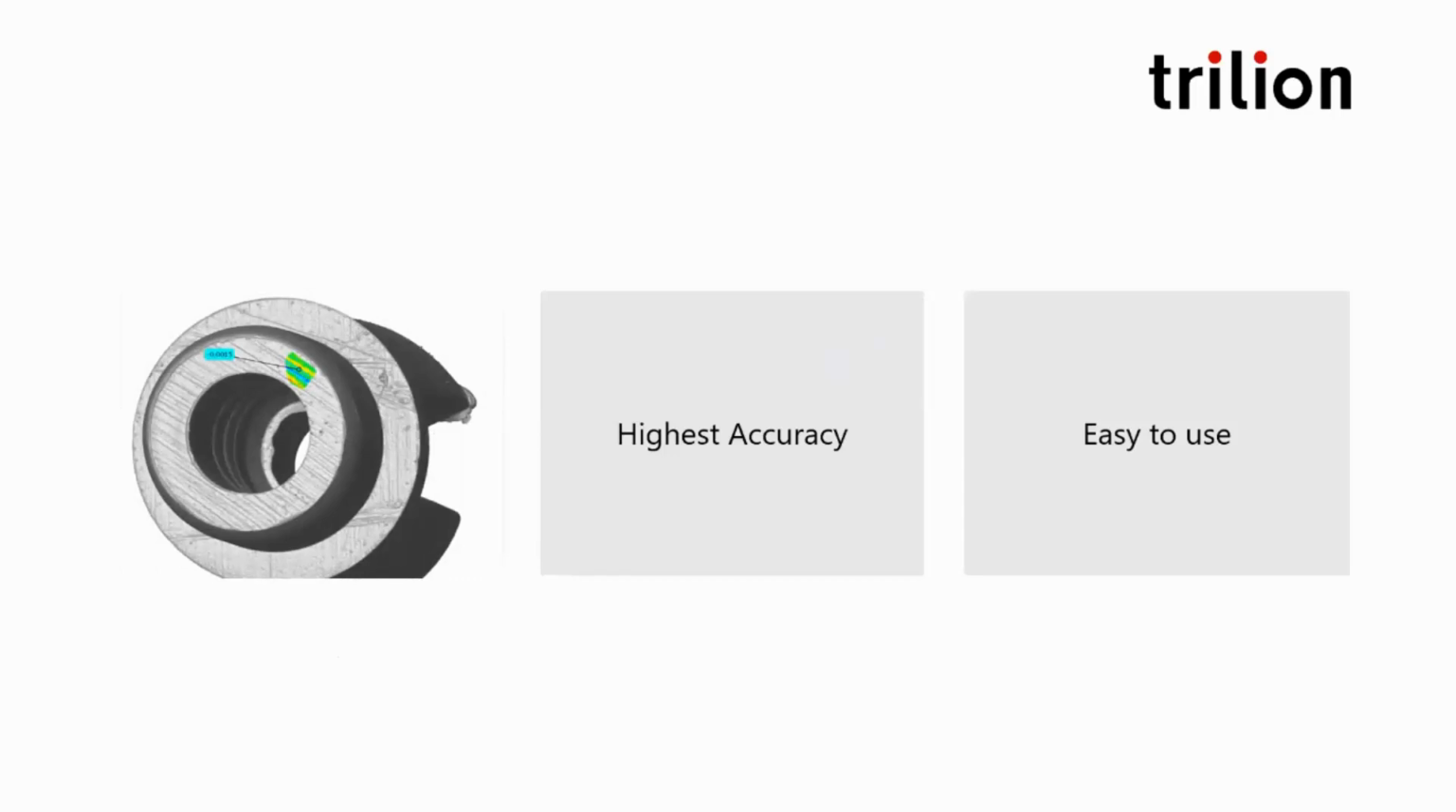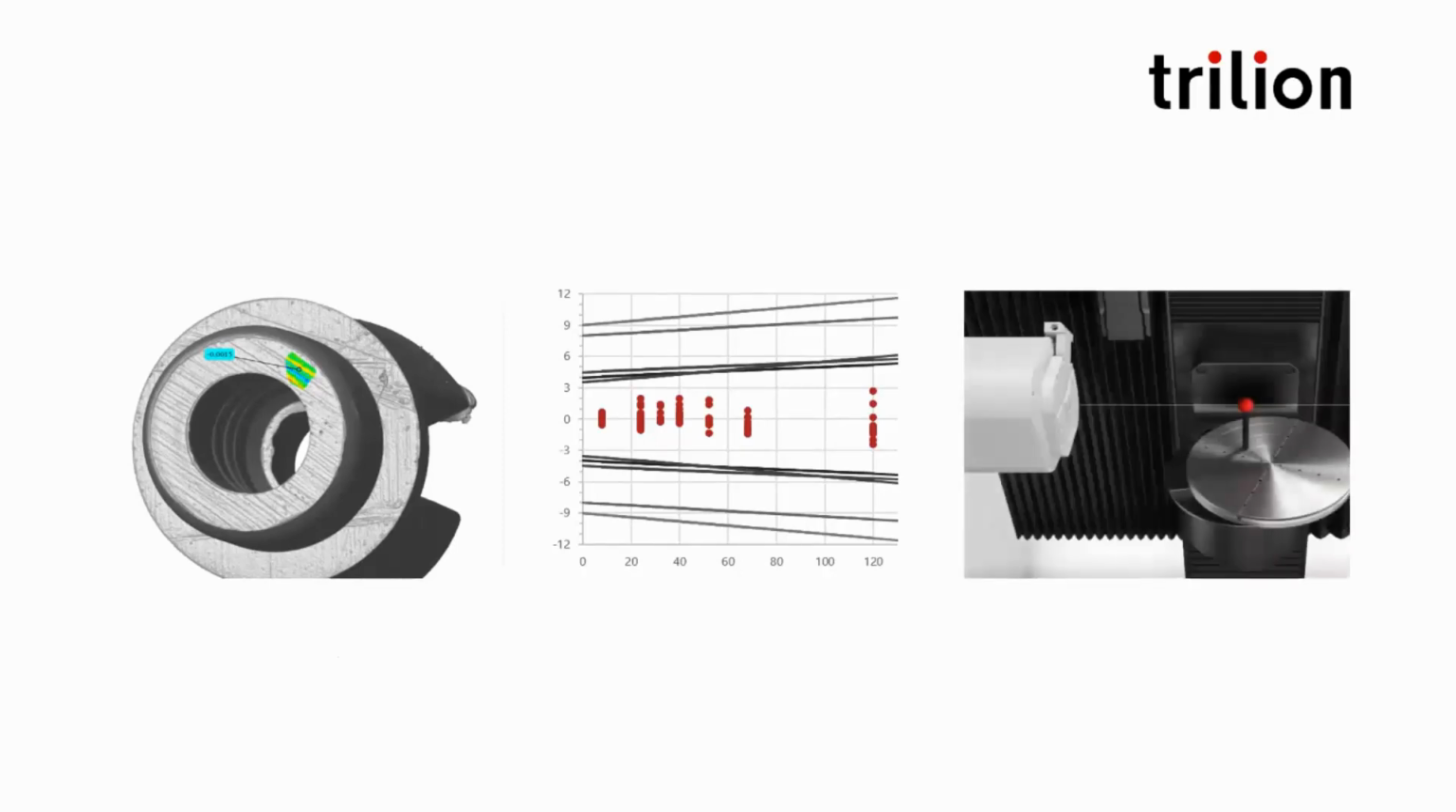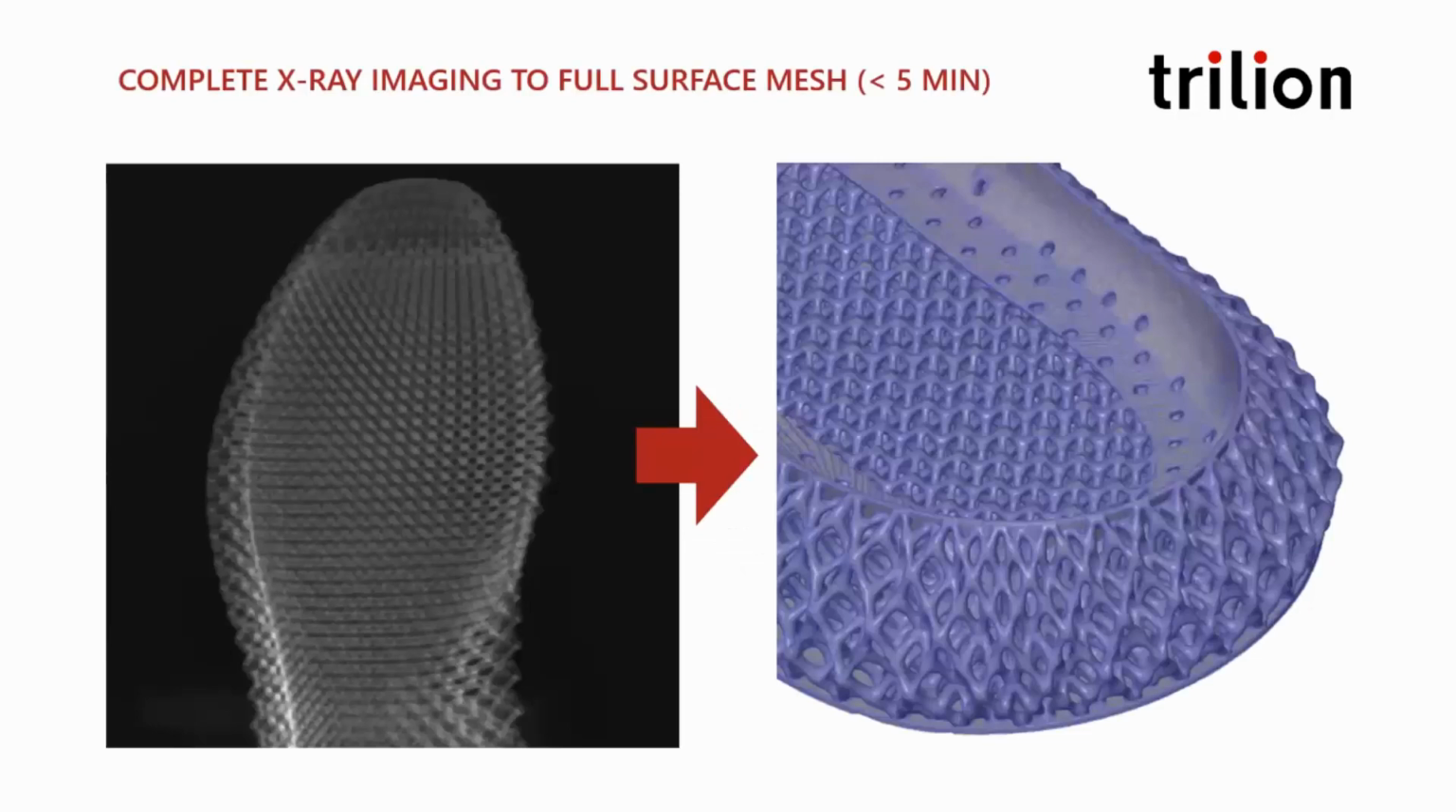It's been found to be the most accurate by a third party, comparing us to other industry leaders. They found that we are the most accurate in our 225 kilovolt space, and we are also found to be easy to use. We have a 5-axis positioning process that speeds up your scan so much that here we have a complete X-ray imaging for a full surface mesh in just under 5 minutes.